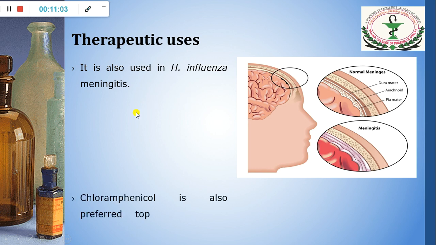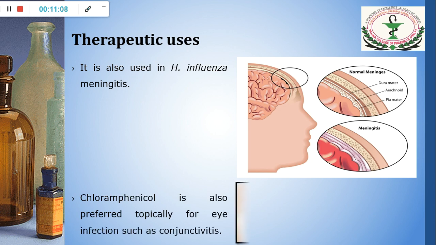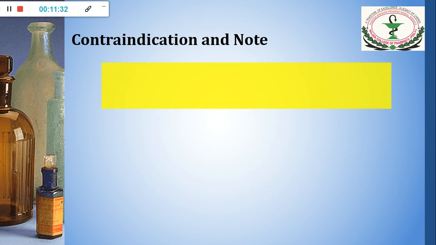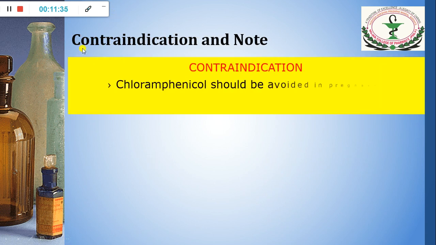Chloramphenicol is also preferred topically for eye infections such as conjunctivitis. In the treatment of conjunctivitis, it is available in the form of an ointment, chloramphenicol palmitate ointment, that can be inserted, or added to your eye, for the local treatment of conjunctivitis.